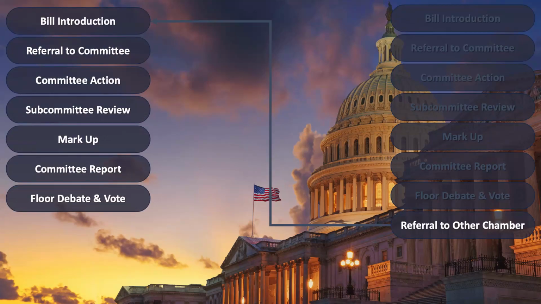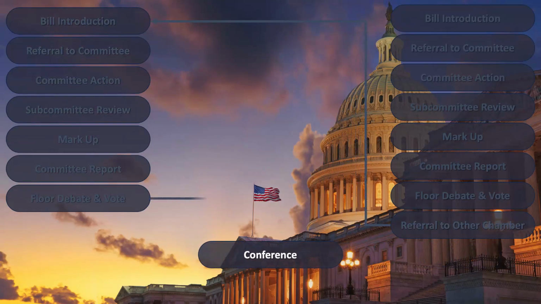Because bills generally work their way through both chambers of Congress separately, it's necessary after each chamber has passed their respective versions of the bill to convene a conference, a bicameral committee generally comprised of equal numbers of senators and representatives, to reconcile differences between the two versions of the bill. Members of the conference committee are normally senior members of the standing committees that originally considered the bill.